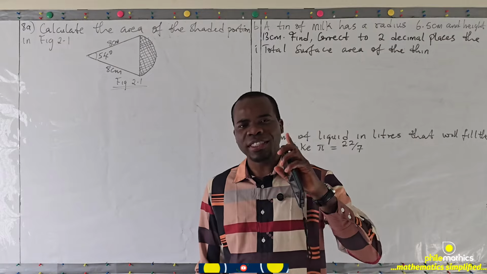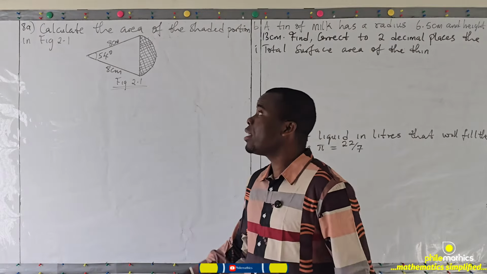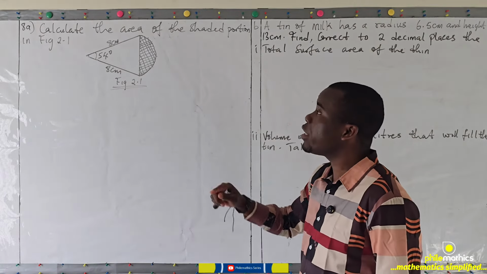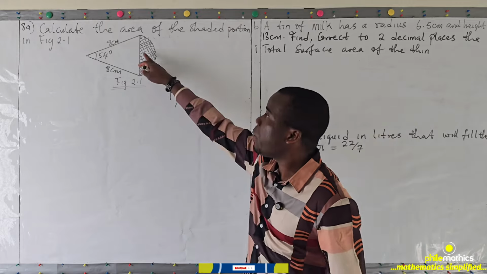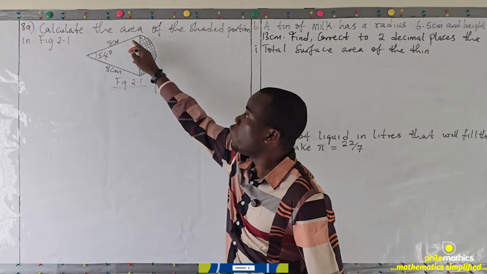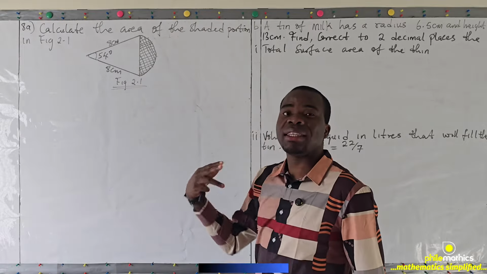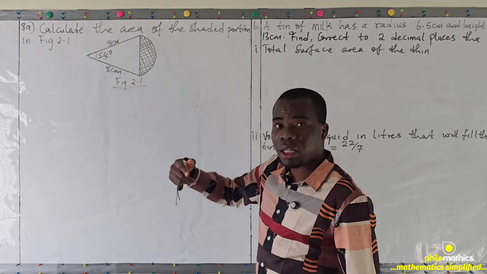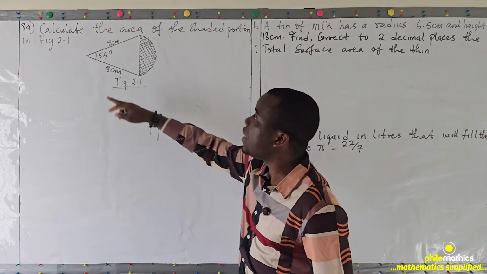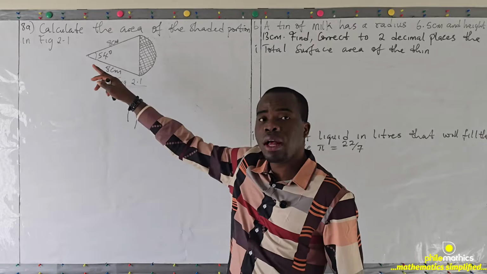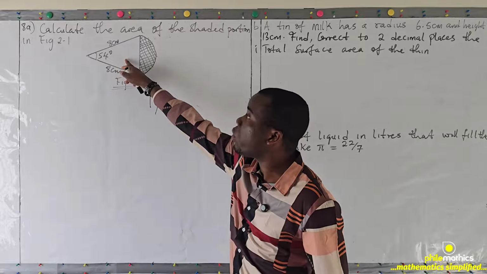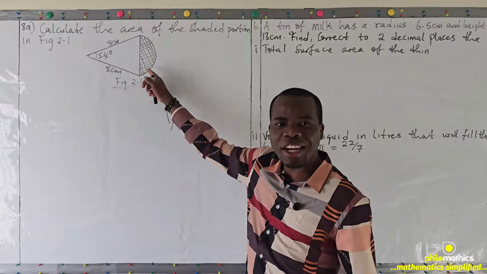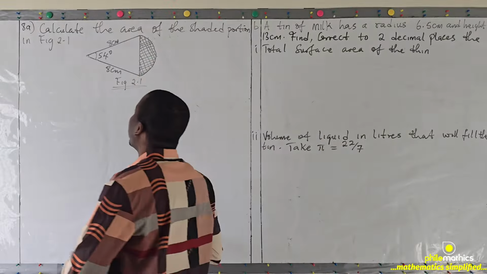Question 8 of NECO 2025 theory says, calculate the area of the shaded portion. That's this part. So you want to ask yourself, what shape is this? This is a sector. And to calculate the area of this shaded part, you need to find the area of this sector minus the area of this triangle. That will simply give you the area of the shaded part. Let's go.